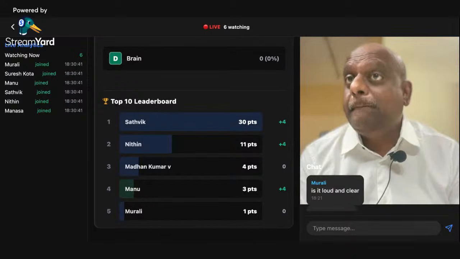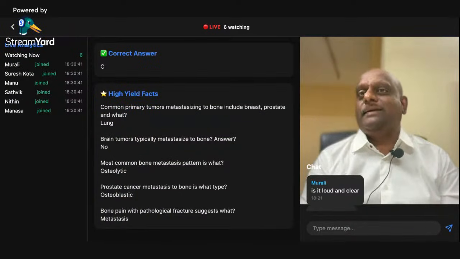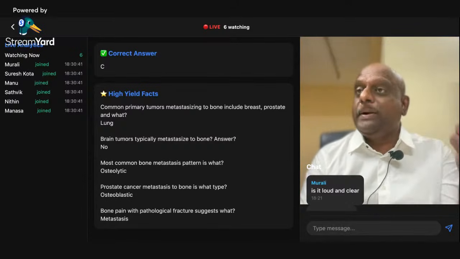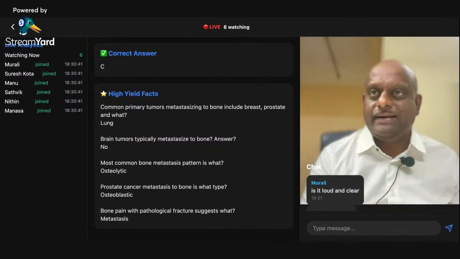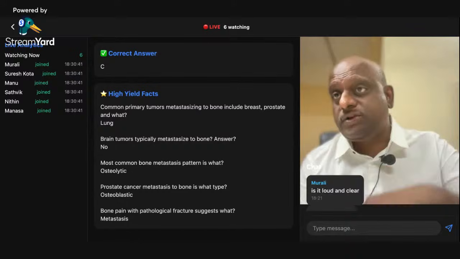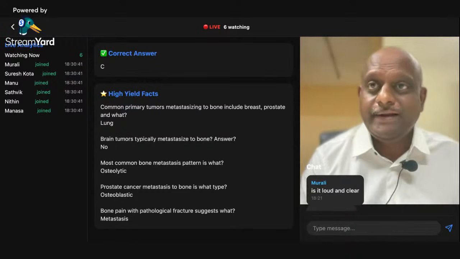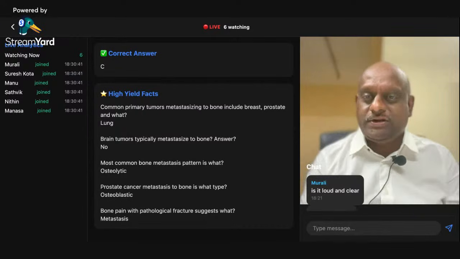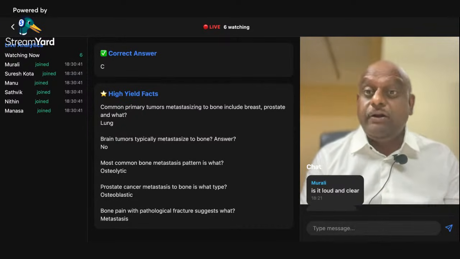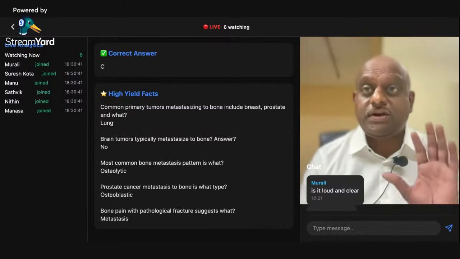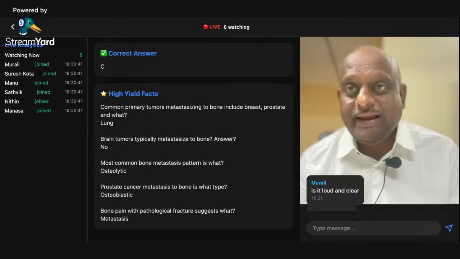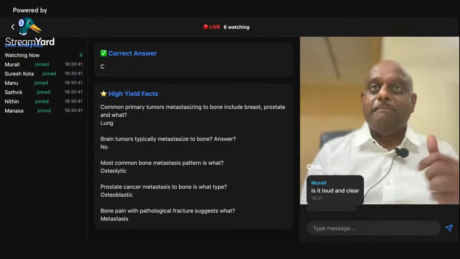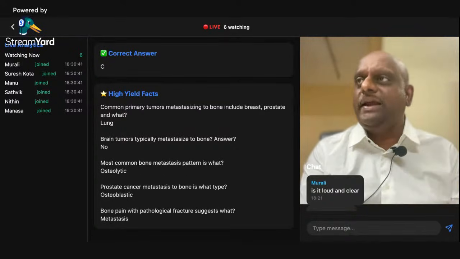So breast, brain. The common primary tumors metastasizing to the bone include breast, prostate, and lung. Brain tumors typically metastasize to bone? No. The most common bone metastasis pattern is osteolytic pattern. Where do you find osteoblastic metastasis? Prostate cancer. And whenever there is any bone pain, pathological fracture, think of metastasis as the underlying cause is what you need to remember.